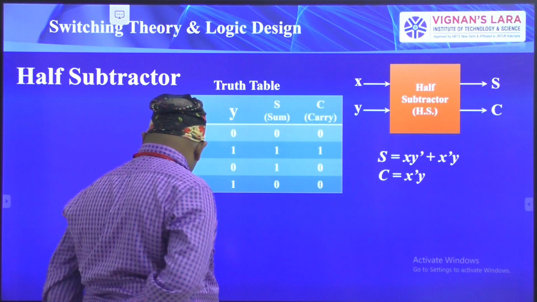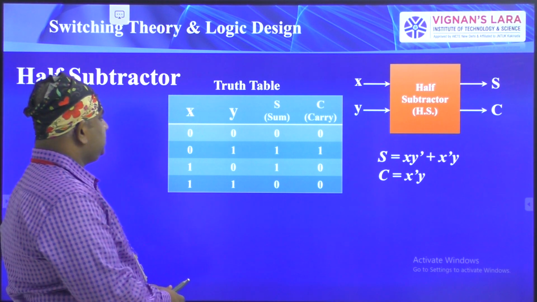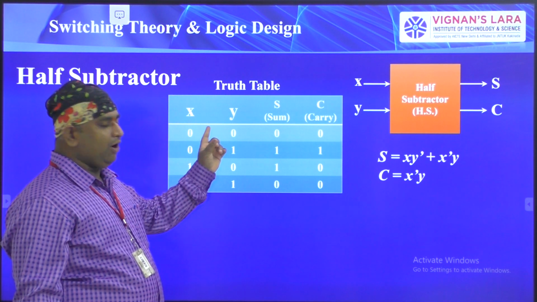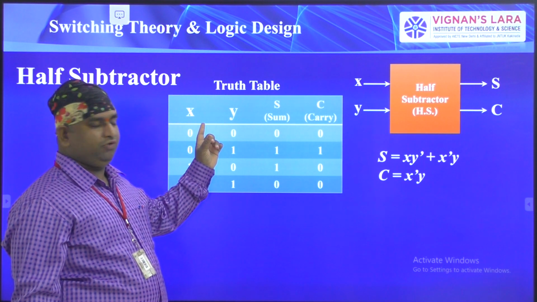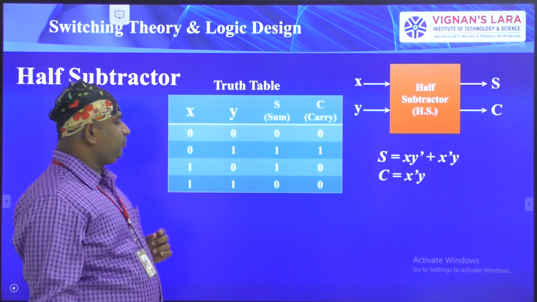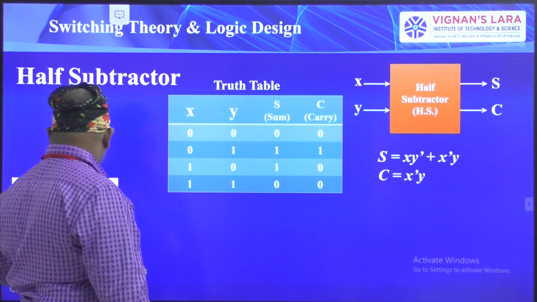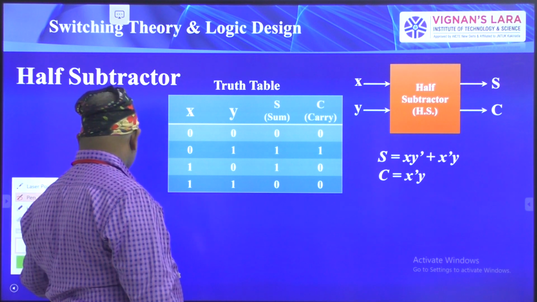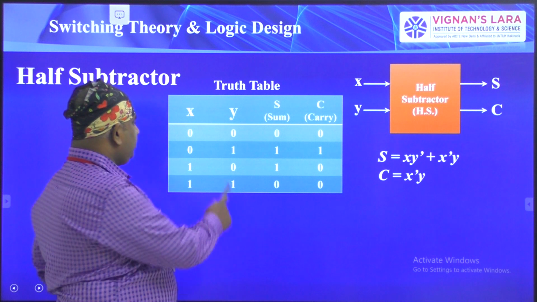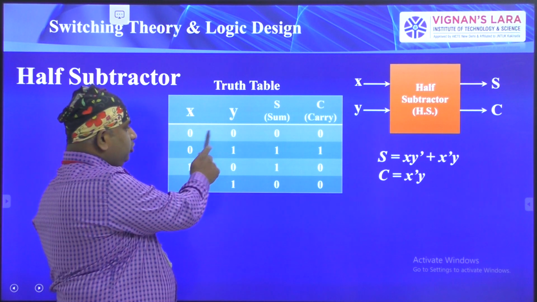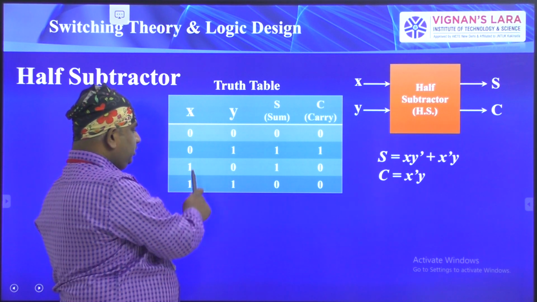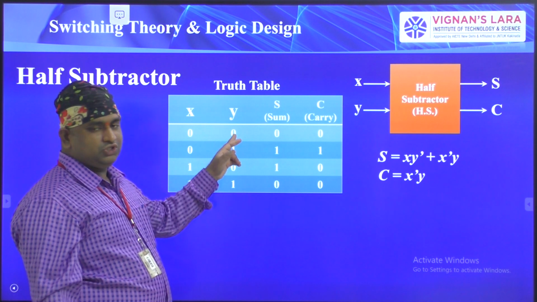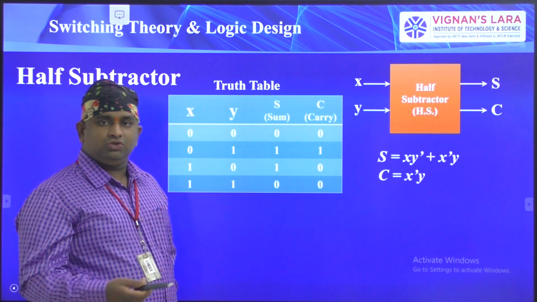So coming to here, this is a half subtractor truth table. You have to perform the subtraction between x and y input variables. So you have to do 0 minus 0, 0 minus 1, 1 minus 0, 1 minus 1, right? 0 minus 0, so both are 0.